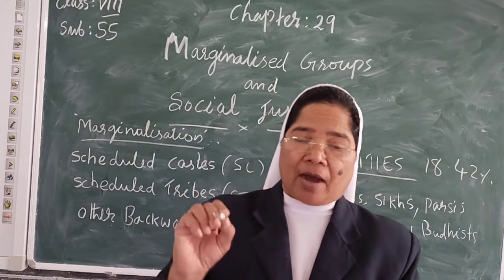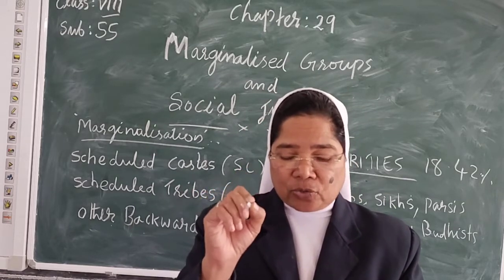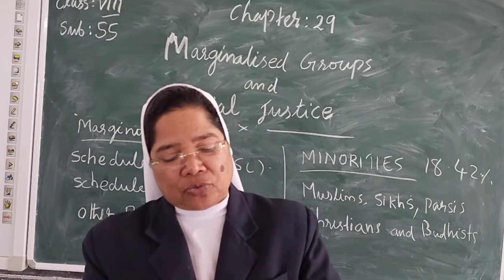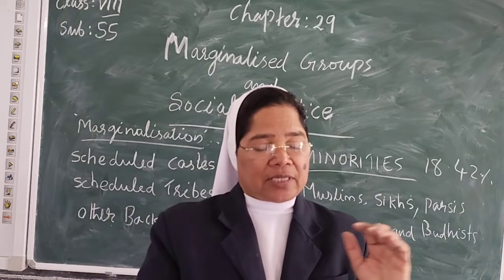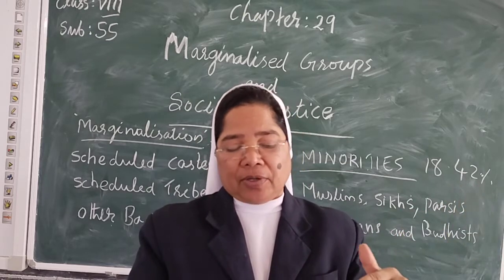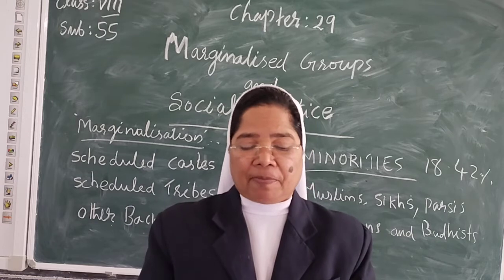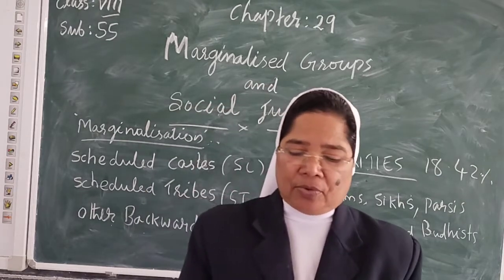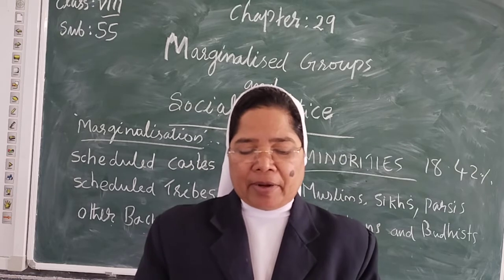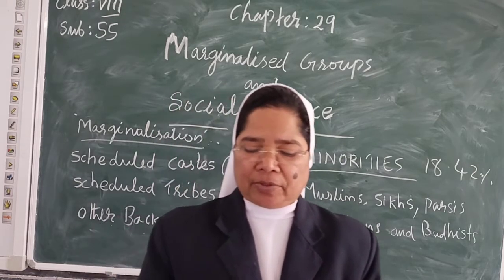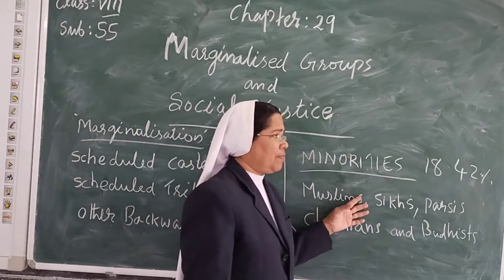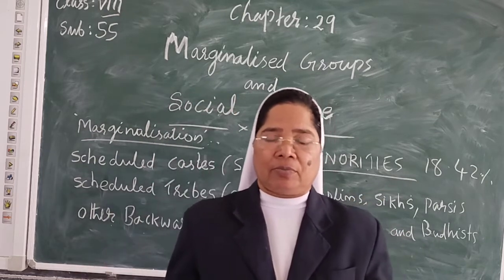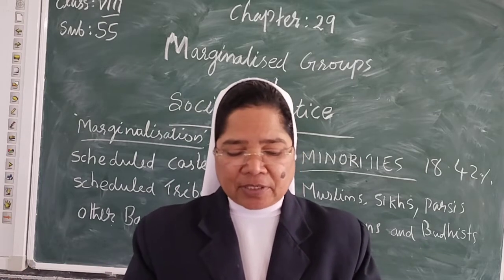Then the second one is according to Article 29(2): no citizen can be denied admission to any government or government-aided educational institution on the basis of religion, race, caste or language. Same for SC/ST. So we have to admit all the Muslims, Sikhs, Parsis, Christians, Buddhists, all the religions, in all the institutions, government or private.